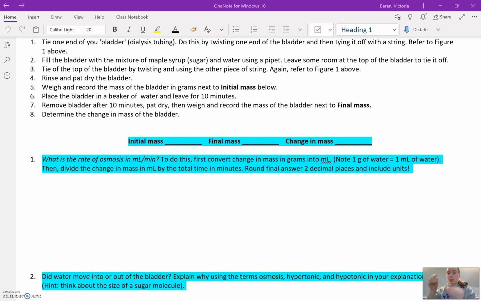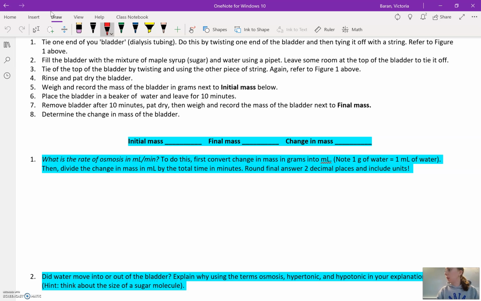So what I'm going to do is weigh this, and that's going to be our initial mass. I have my little balance over here, and I want you to record that for your initial mass in your OneNote. So I have 14.3, and you can write it or type it. Now I'm going to take our bladder and put it in some water, okay?